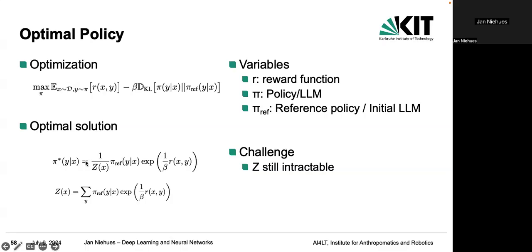The idea is, can we directly optimize this to directly get this solution without going via the reward model? The problem is we can't do that easily because this sum is still intractable. We can't sum over all possible outputs.